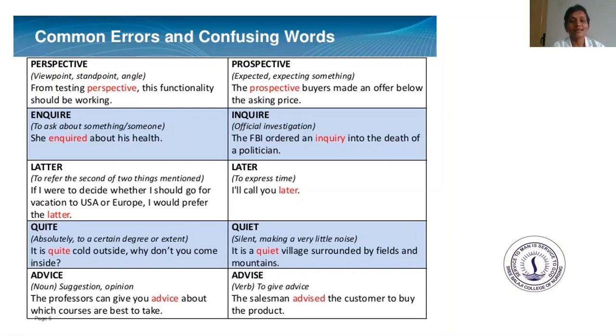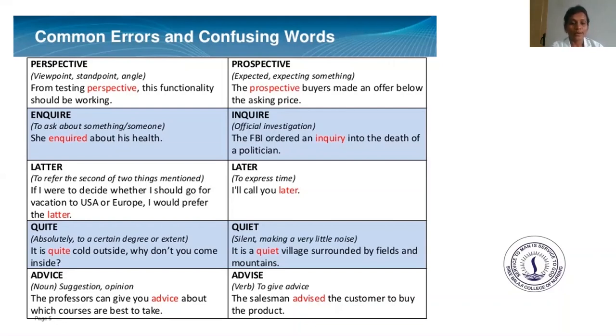And latter and later. Latter means to refer to the second of two things mentioned. So when you are mentioning two things, the second thing mentioned is latter. If I were to decide whether I should go for vacation to USA or Europe, I would prefer the latter, which means they are deciding to go for vacation to Europe. So they prefer to go to Europe. So I would prefer the latter. And later, to express time, I'll call you later.